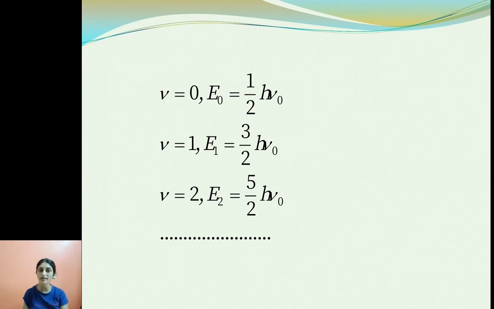When nu is 1, we get E1 equals 3 by 2 h nu 0. When nu equals 2, we get E2 equals 5 by 2 h nu 0. So when we go on substituting the values nu equals 0, 1, 2, 3 and so on, we get different values of energies.